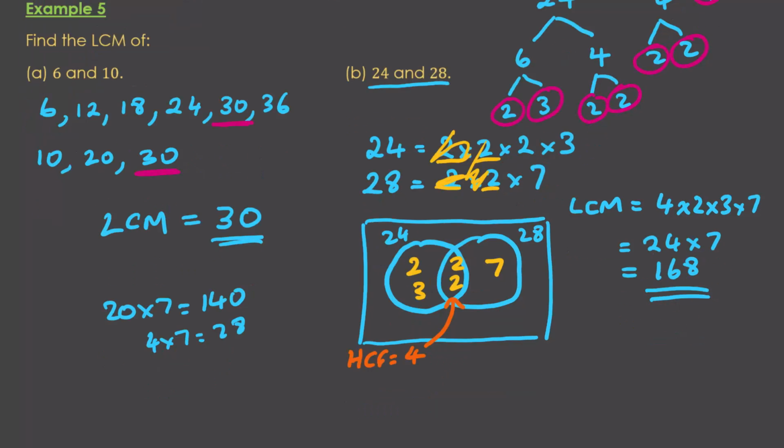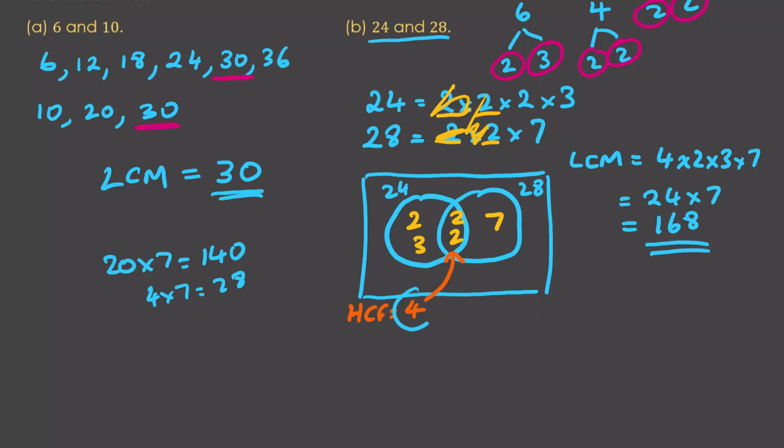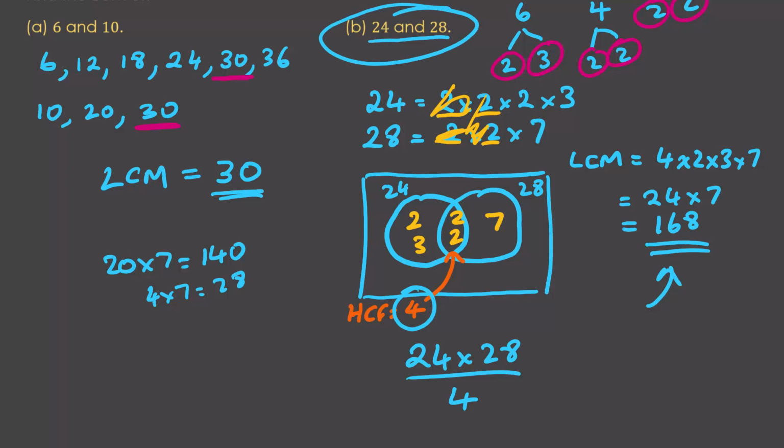168. Now, once we have the highest common factor, another way of doing that is to actually do 24 times 28 and then divide by the highest common factor. And that will also give us 168. But it's quite a nice way of doing it. You could have just listed out the multiples as we did for this one, but it's not so easy when you've got 24 and 28.